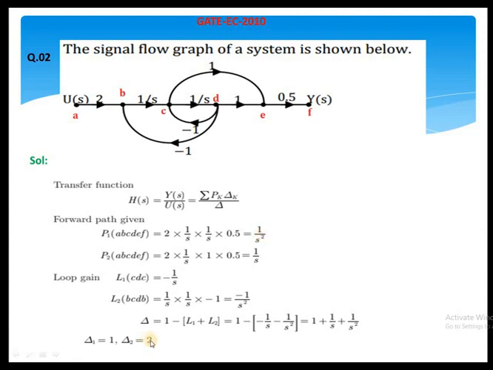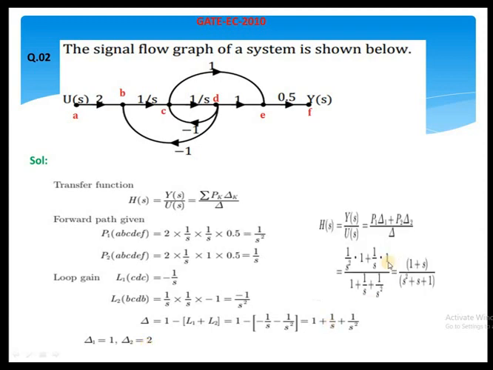So don't consider the wrong indication here. Delta 1 is 1 and delta 2 is also 1. Don't consider it as 2, because it is 1, because all the loops are touching the first and second forward paths. If you consider this the first forward path, L1 and L2 loops are touching here. If you consider the second forward path, L1 and L2 both are touching. So both are touching, and delta 1 and delta 2 are 1 only.